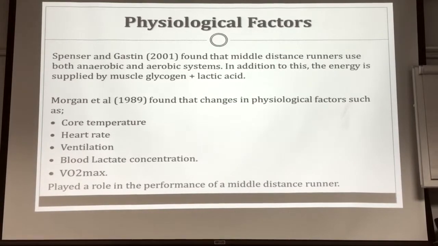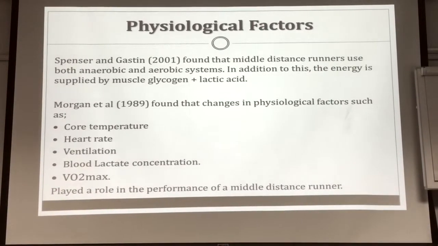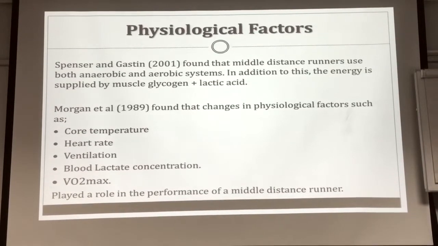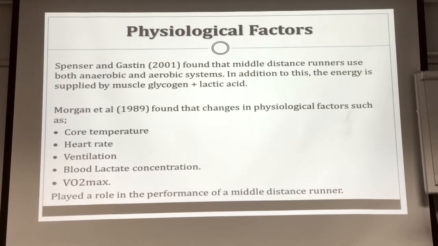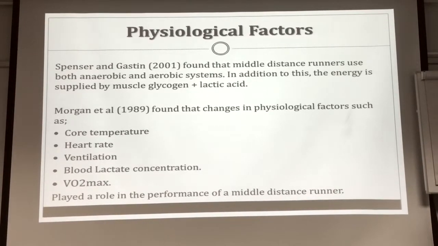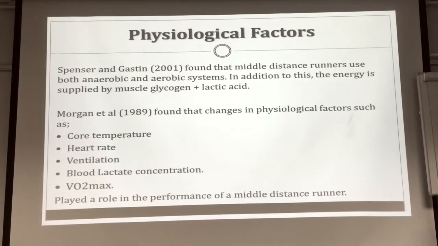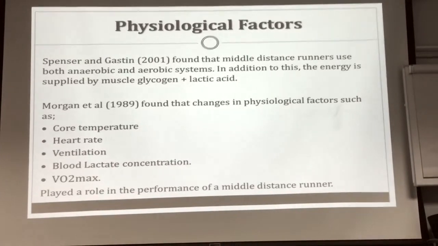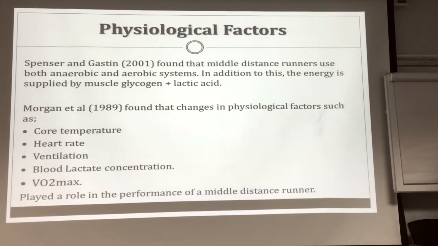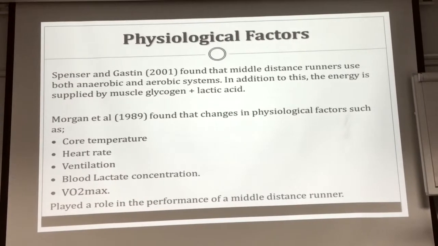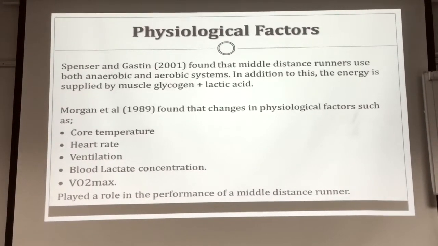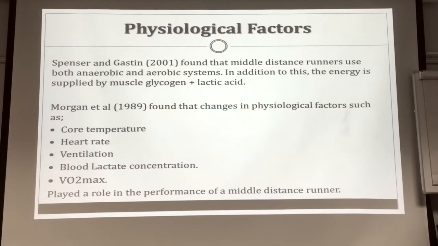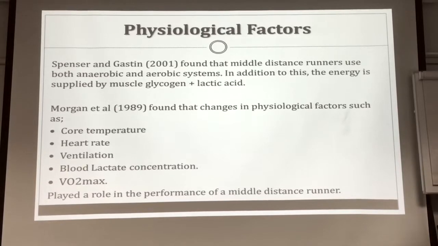Morgan et al. found changes in physiological factors such as core temperature. During exercise, the body produces a great deal of heat. This could be extreme, as the blood pumped through the body will increase the temperature. Body temperature begins at 37 degrees Celsius and during exercise can rise beyond 40 degrees during middle distance running and other exercises. Your heart rate will increase because of the high demand of oxygen in the muscle.